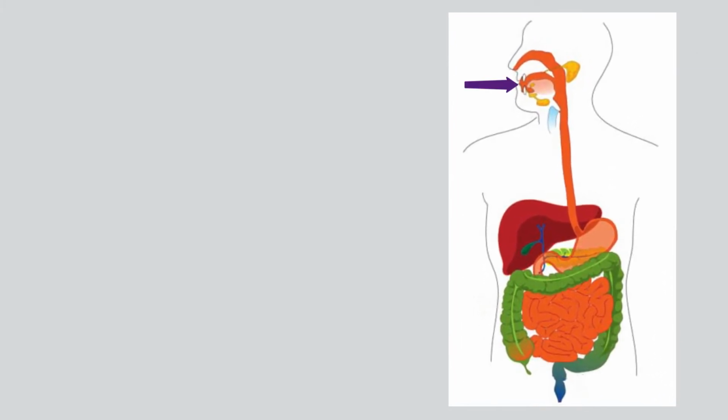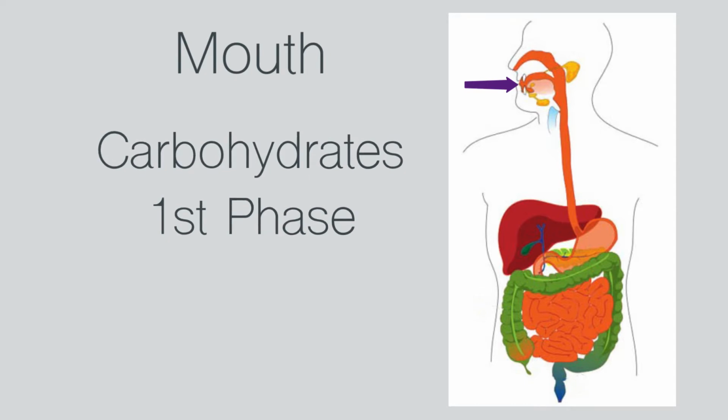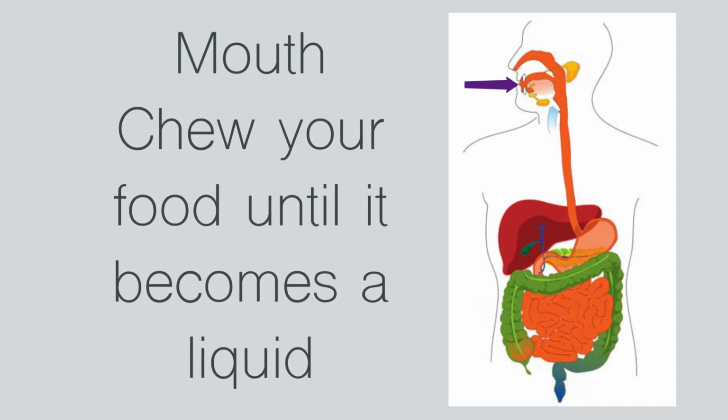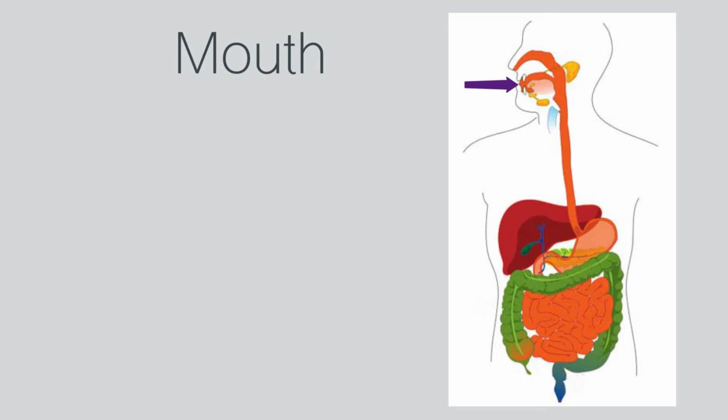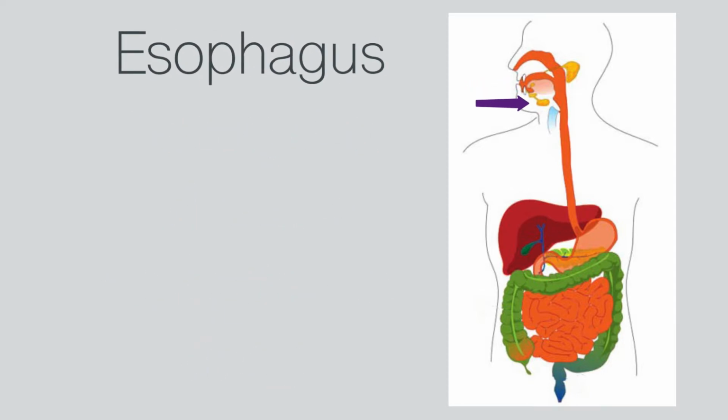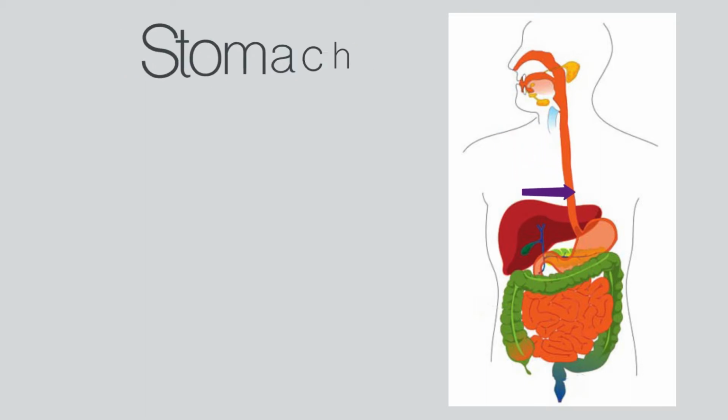Food digestion starts in the mouth, specifically the first phase of carbohydrate digestion with an enzyme called amylase. If we don't chew our food slowly and completely, we miss out on this first phase of carbohydrate digestion. As far as absorption in the mouth, there are some nutrients and drugs that can be absorbed, but for the most part, absorption occurs farther down the digestive tract. Now the food moves into the esophagus where it travels to the stomach.